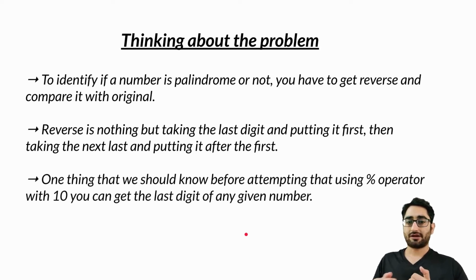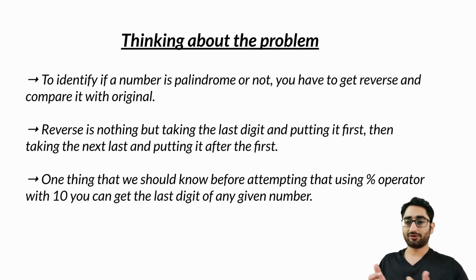Another thing that I would like to mention and you should know about is the modulo operator. If you use the modulo operator on any number along with 10, you can get the last digit of that number. So I think you have enough hints now. To identify the number as a palindrome, you have to compare the reverse and the original. Now, what is reverse? How do you get reverse?